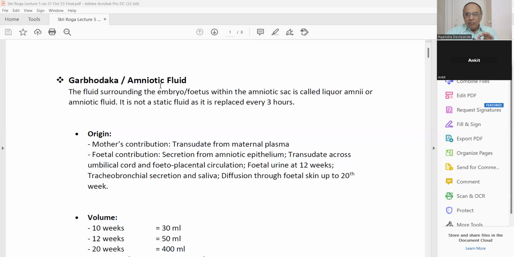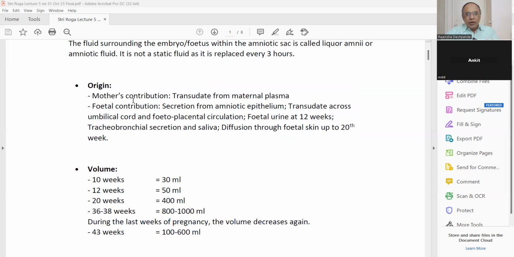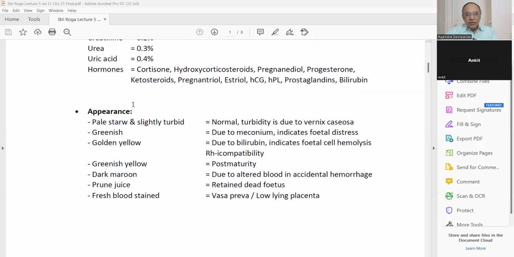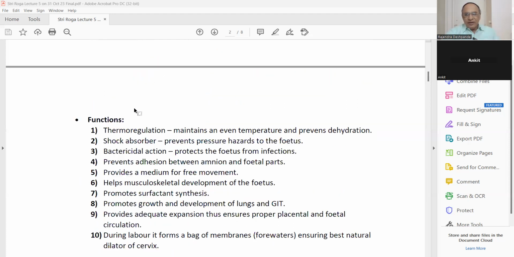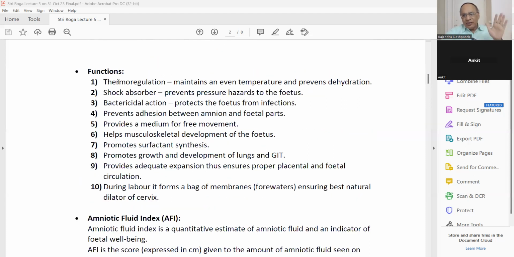This is a very important topic from the examination point of view and also for practice. A lot of questions have already been asked. We will discuss the origin, volume, composition, appearance. And the most important topic will be functions. So I request you, next topic, write down: functions of amniotic fluid. Please wait, write down. These are extremely important. You have to learn them by heart.